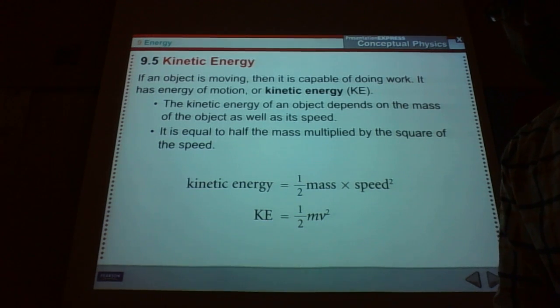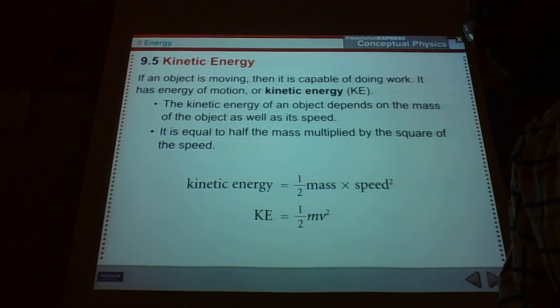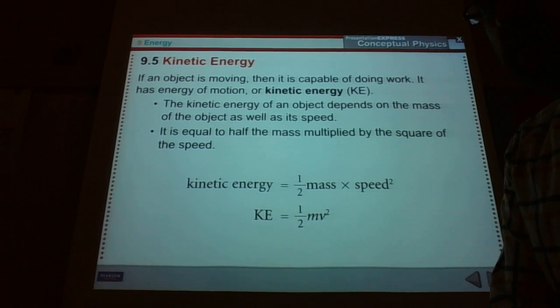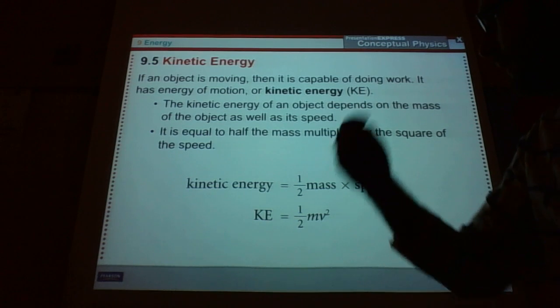Now, in this video, we're going to talk about kinetic energy. This one is the energy of motion. So this is the opposite of potential energy, where potential energy is at rest, kinetic energy is at motion. Now, this one's very technical, so we have an equation here to solve for it.